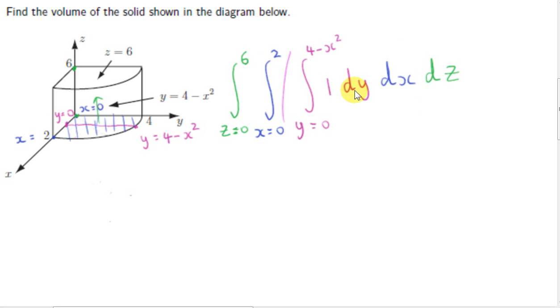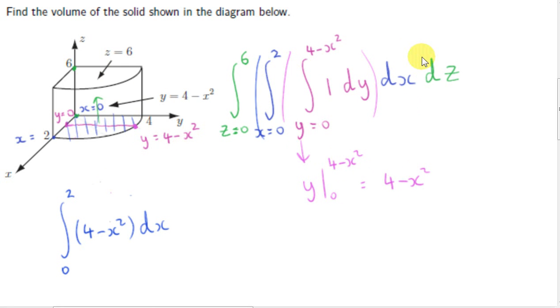So let's take the innermost integral. Integrate 1 with respect to y gives us y. The limits are 0 to 4 minus x squared, and that's going to give us 4 minus x squared. And we can see that clearly from the diagram. The distance from here to here is just the y value of this point, which is 4 minus x squared.